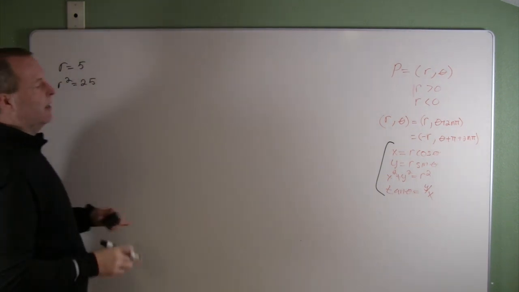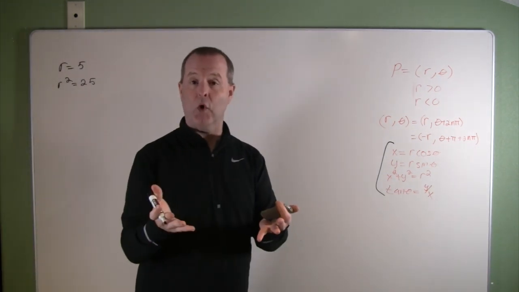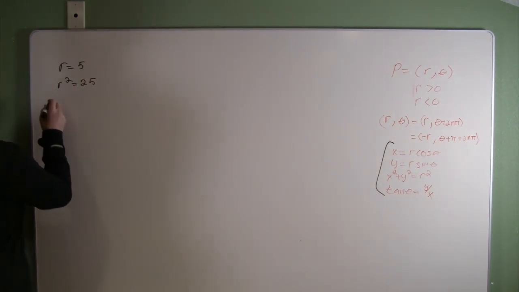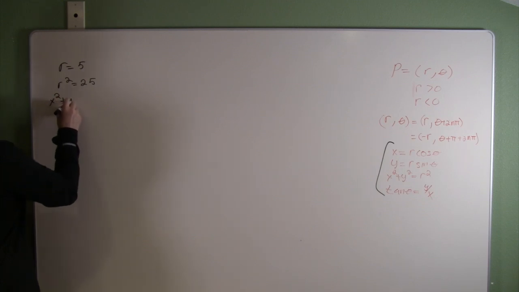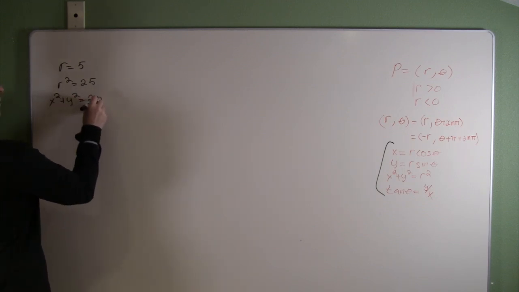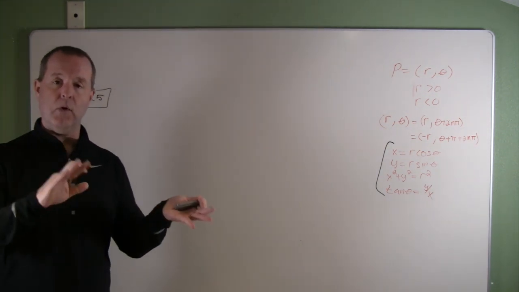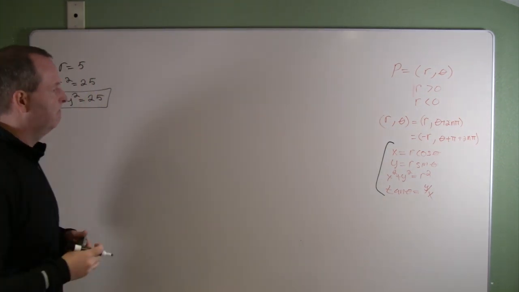I remember what r squared is. R squared was x squared plus y squared, so my goal is to remove my r's and thetas and get my x's and y's. And so I have x squared plus y squared equals 25. And so there's the same equation from polar world in XY world.